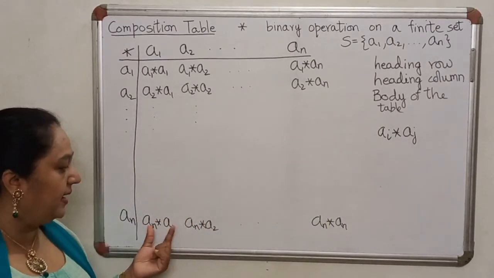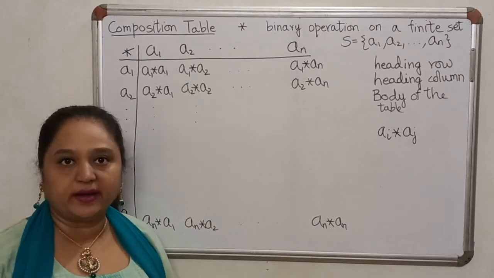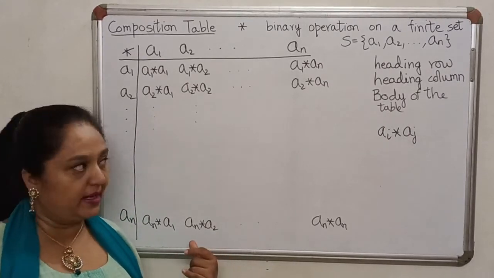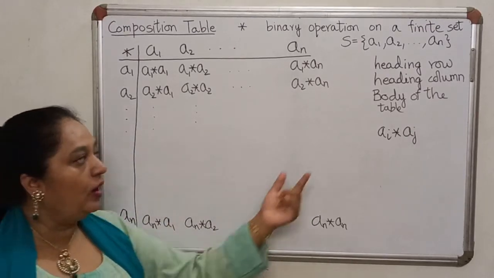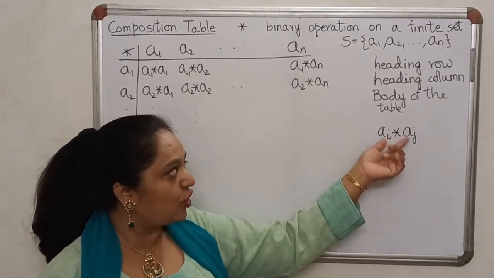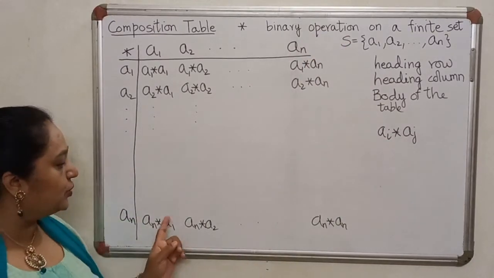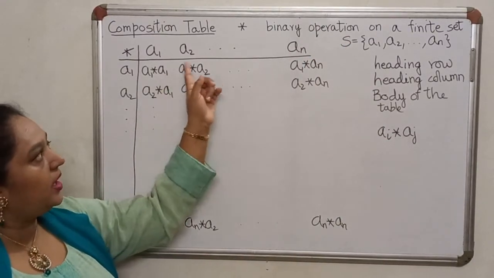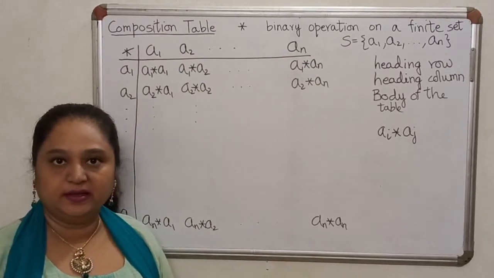So in every cell, next you have to make sure you get exactly one entry. No double entries in a cell. So uniqueness. And finally, all such combinations should again be from S. So make sure that every entry in the body of the table is from the given set.